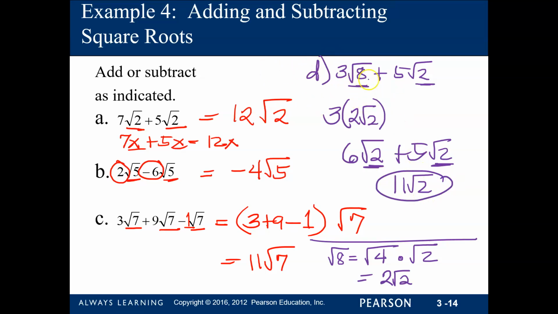So just because the radicands are different, you do not ignore them immediately. You got to check if maybe one of the radicands could be simplified and it could be expressed as a factor of another radicand, all right?